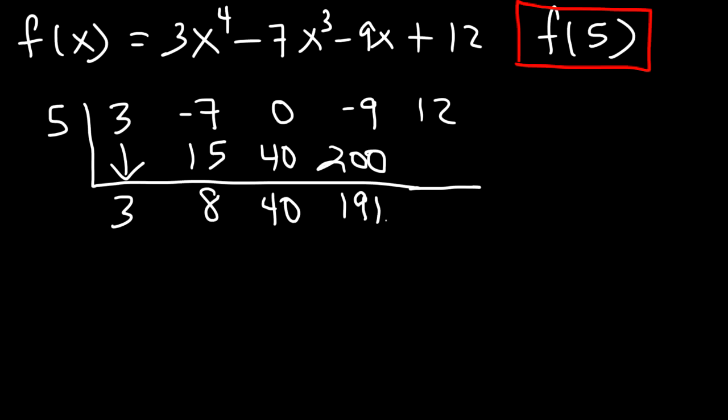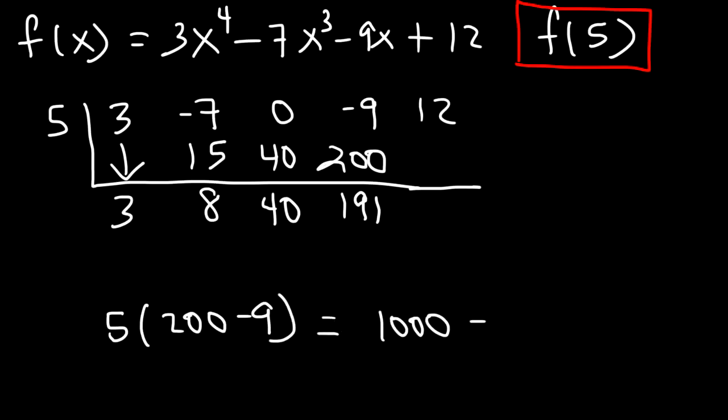Now what's 5 times 191? 191 is basically 200 minus 9. 5 times 200 is 1,000, and 5 times 9 is 45. So 1,000 minus 45, that's 955. And let's check that with the calculator, just to be on the safe side. And that is 955. And then 12 plus 955, that's 967.